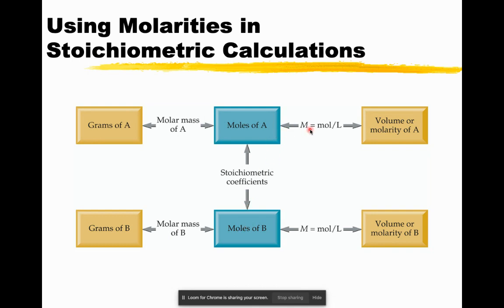Take note that when we are given the volume and the molarity of substance A, we can convert them into moles. We can get the number of moles of substance A if we have both the volume and the molarity. After that, we can go through the same process again and end up with the volume or the molarity of substance B. All right, let's try to use this in an example.